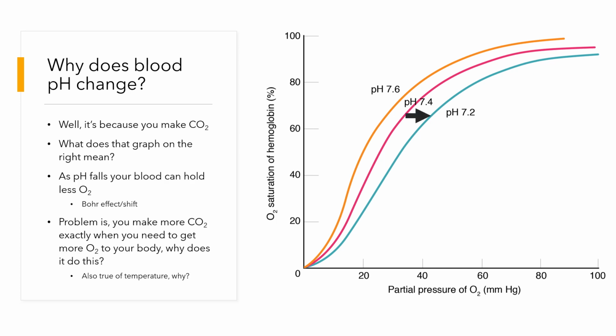What we can see here as we look at it, and at this point I'm assuming you've already tried to explain the graph, is that as pH falls, your blood can hold less oxygen. This is called the Bohr effect or the Bohr shift. Okay? This appears to be a problem then. As you make more CO2, exactly when you would expect to need more oxygen, you can actually hold less oxygen in your blood. So why has this system evolved to be so sensitive to low pH? This is also true of temperature. As temperature increases, you can hold less oxygen.